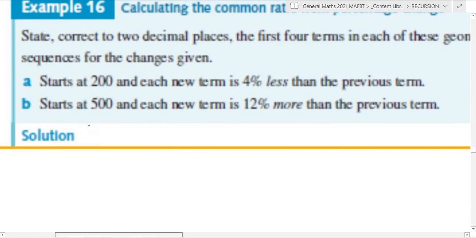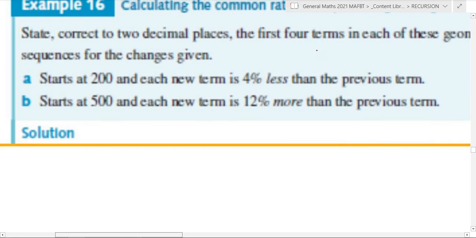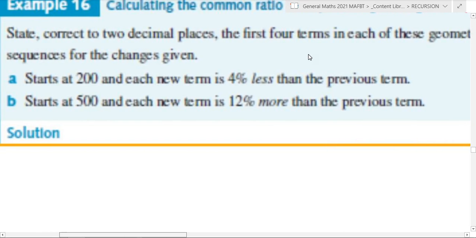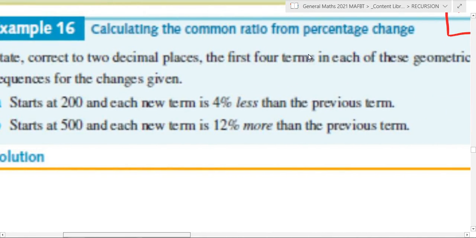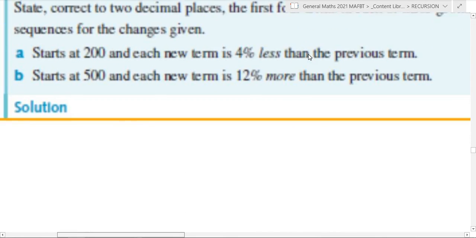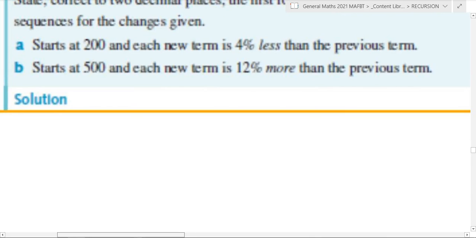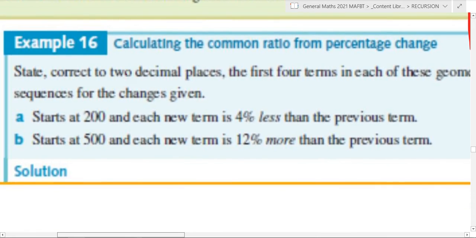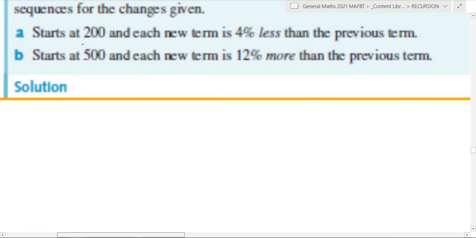Okay, let's put some of this to practice. So state, correct to two decimals, the first 4 terms in each of these geometric sequences. Okay, so we have to figure out what are the first 4 numbers in these geometric sequences. So just understand that when it says it starts at 200, that doesn't mean that that's the first term. It just means it starts there. So we've got to list the next 4 numbers from there. So this starts at 200, and each new term is 4% less than the previous.